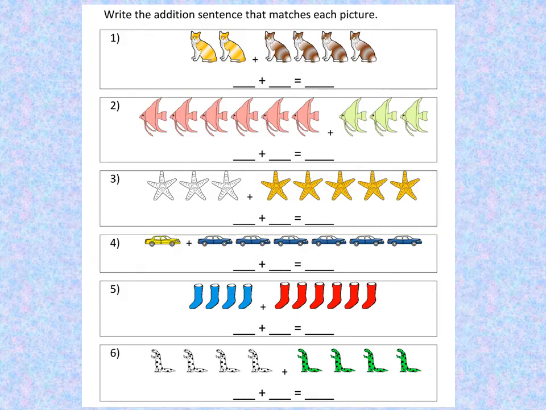Write the addition sentence that matches each picture. Look at the first one. How many yellow color cats are there? There are 2 yellow color cats and 4 brown color cats. So how do we write the addition sentence? 2 plus 4 is equal to 6.